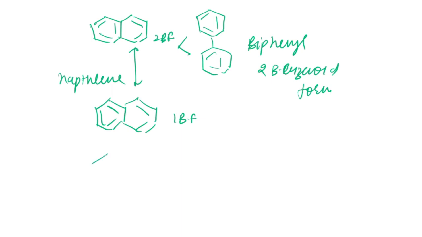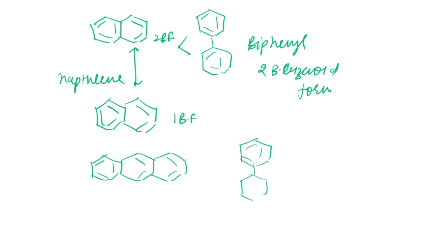Now we compare anthracene and then biphenyl, triphenyl. So again, anthracene could have all these. It has two benzenoid forms, while triphenyl has three benzenoid forms always, right? So obviously the triphenyl system, with three rings, has more resonance energy as compared to anthracene.